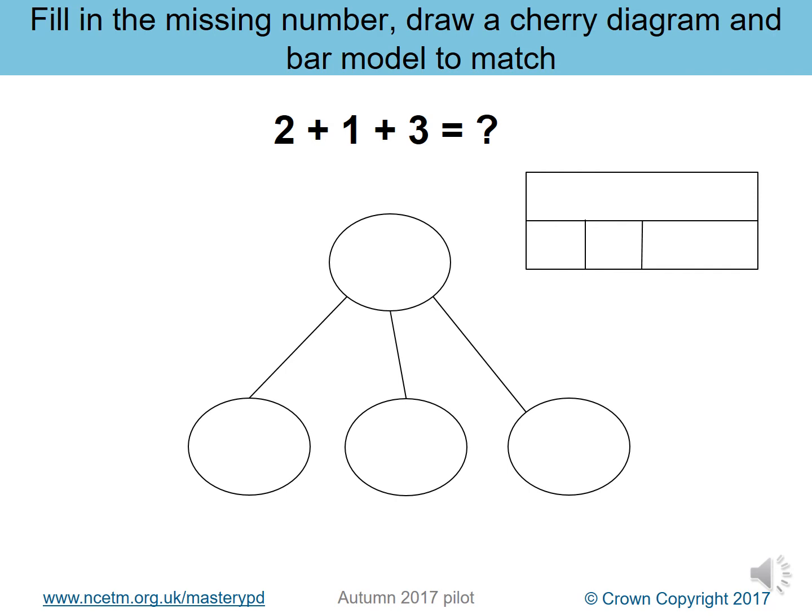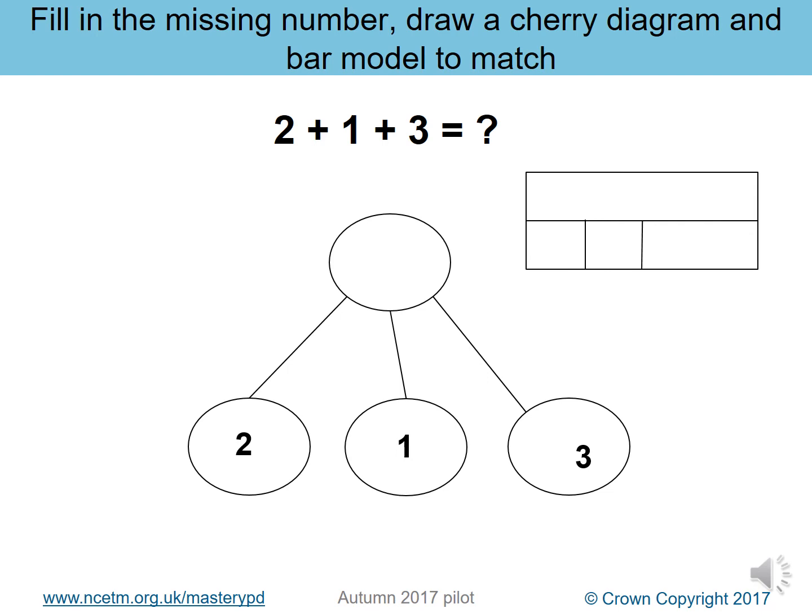So I've got 3 numbers this time. I've got 3 parts to my cherry diagram and bar model. I've got 2 add 1 add 3 equals, and I don't know what my whole is, so I've got to work it out. So what I've done is I've drawn my cherry diagram with my 3 parts, and I'm going to put my numbers in each part. So I've got 2 add 1 add 3. Now I need to work out the whole.